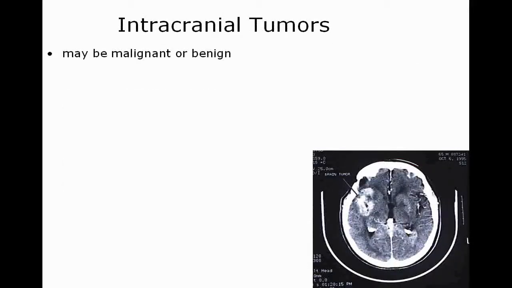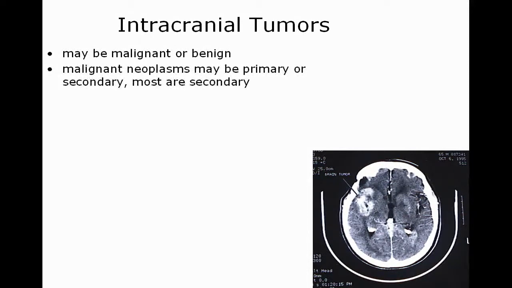Okay, intracranial tumors. Anytime a tumor is present, it could be benign, which is non-cancerous, or it could be malignant, which is cancerous. Anytime a person has a tumor of the brain, it's a problem because that growth is going to displace brain tissue. The malignant or cancerous neoplasms may be primary or secondary. If they're primary, they've originated in the brain, and they have a chance of spreading to somewhere else in the body.